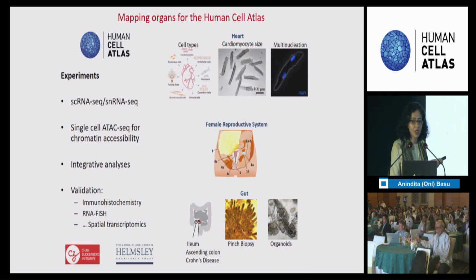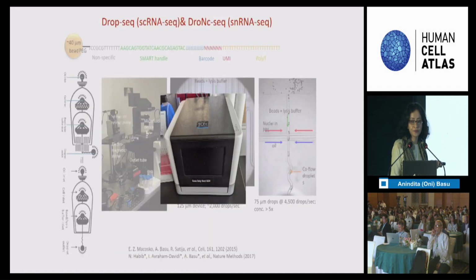So we use single cell and single nuclei RNA sequencing interchangeably. We also add single cell ATAC-seq, which is an assay on chromatin accessibility at the single cell level. We then do integrative analysis, and for validation, we do immunohistochemistry, RNA FISH, and some spatial transcriptomics. So our heart and female reproductive system projects are supported by the Chan Zuckerberg Initiative, and the gut atlases are supported by the Helmsley Foundation.